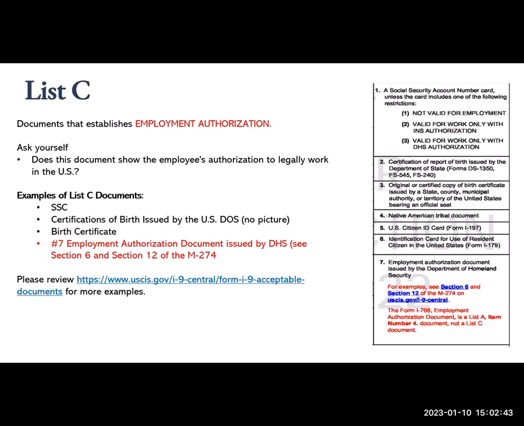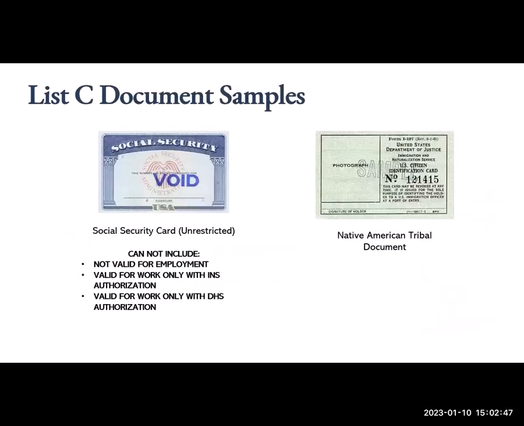Okay, so let's take a look at what those documents look like. Okay, so this is the Social Security card. Again, it cannot include any of those notations because that's unrestricted. And now, Catherine, here is a Native American tribal document. There it is.